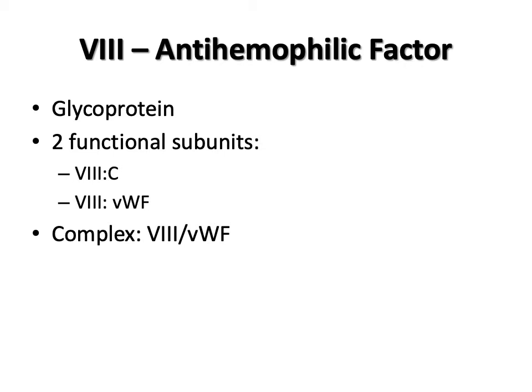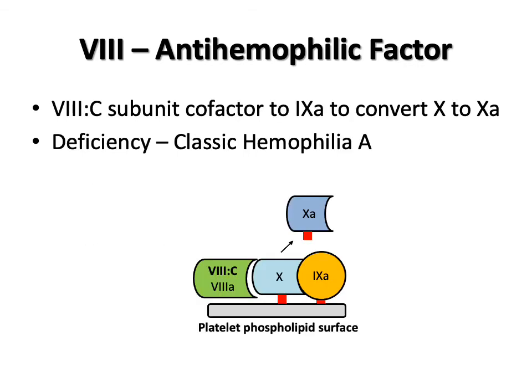The second subunit is a small protein which consists primarily of the phospholipid binding domain of factor VIIIc. This binding domain is essential for coagulation to occur. The factor VIII-C subunit is a cofactor for activated factor IX, required to catalyze the conversion of factor X to factor Xa. A deficiency of the factor VIII-C subunit corresponds to classic hemophilia A.